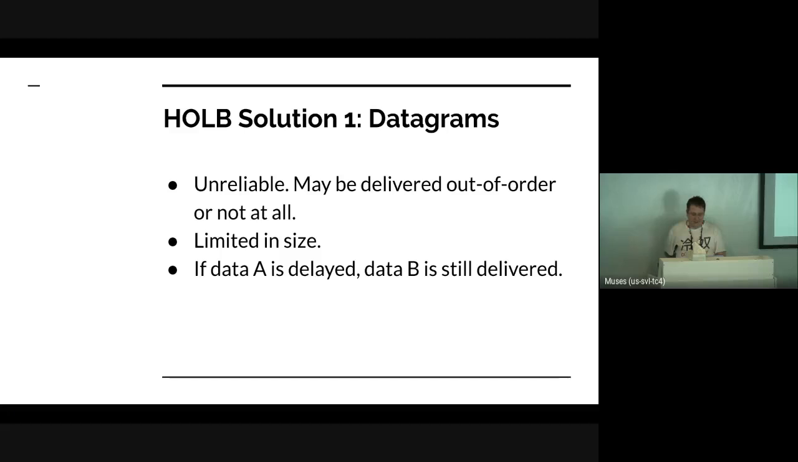Firstly, datagrams. They're unreliable. They may be delivered out of order or not at all. Limited to about 500 bytes, depending on the MTU of the connection. And so if the first data is delayed, then later data will still be delivered.